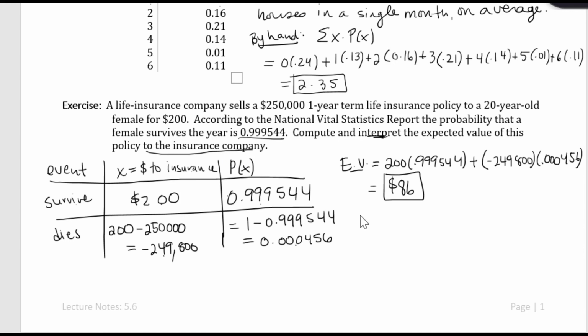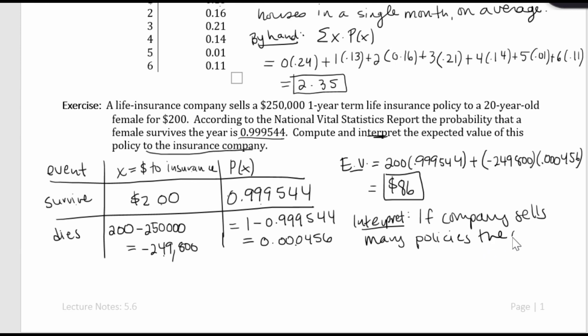Okay, so the interpretation is: if the company sells many policies, the company will expect to make $86 per policy on average.